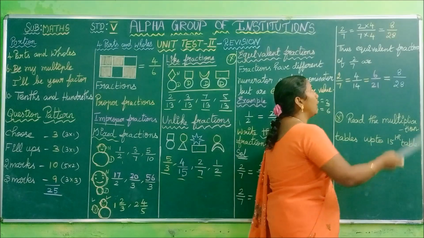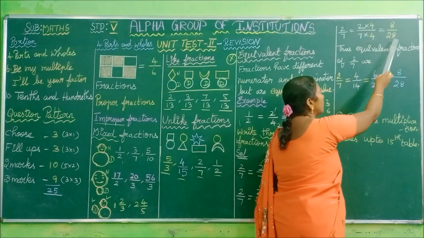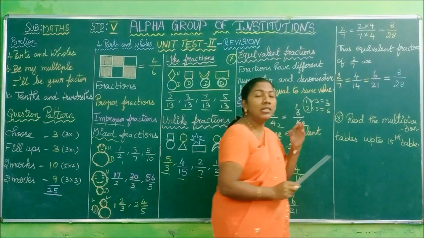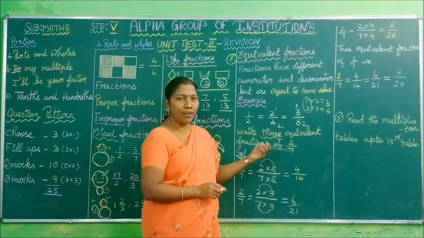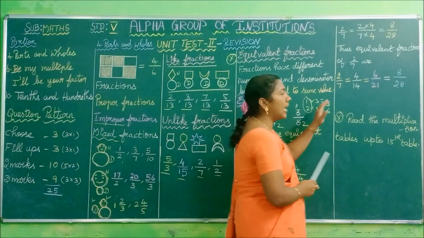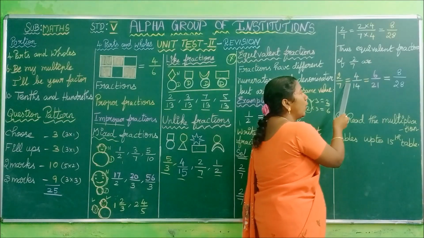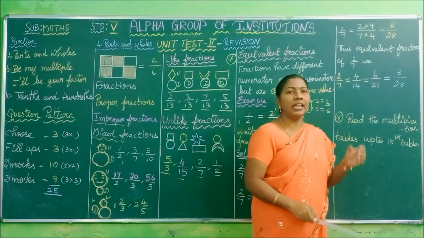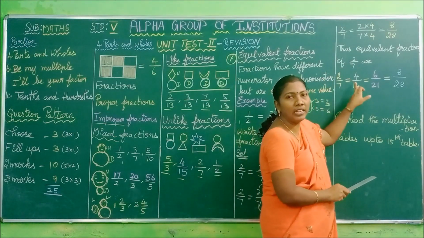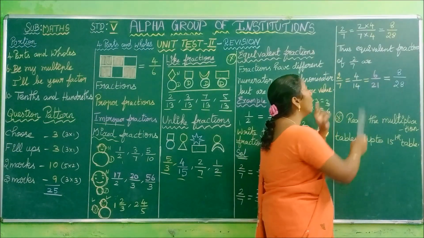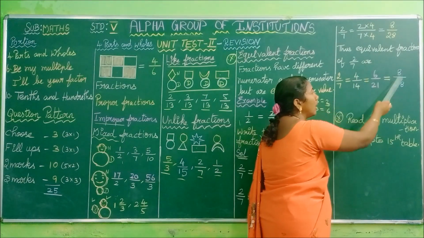So you have to multiply both numerator and denominator by 4. So 2 4s are 8, 7 4s are 28. Thus we got 3 equal fractions of the given fraction 2 by 7. So you have to write like this. First you have to write the given fraction 2 by 7. Definitely you have to put the equal symbol because we are writing the equivalent fractions. So don't worry, you definitely have to write the equal symbol only. So equal to 4 by 14 equal to 6 by 21 equal to 8 by 28.